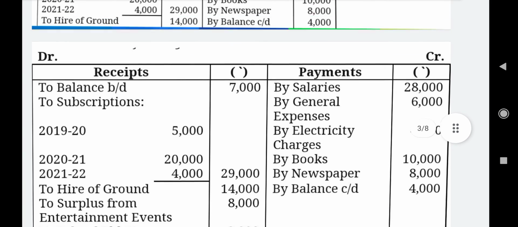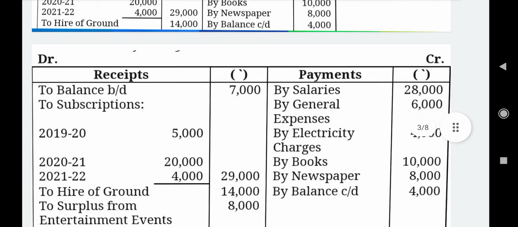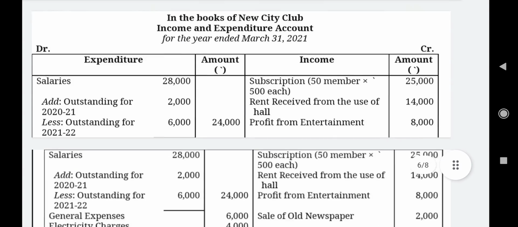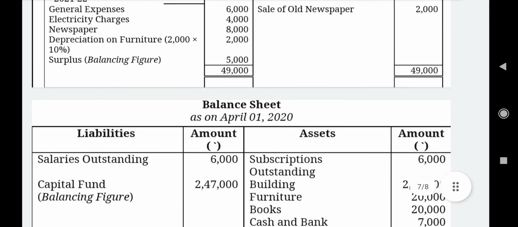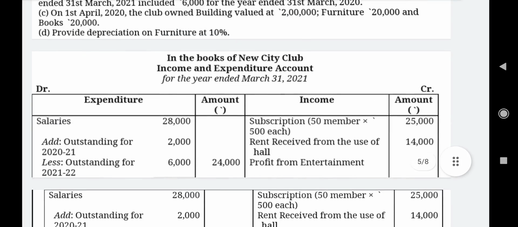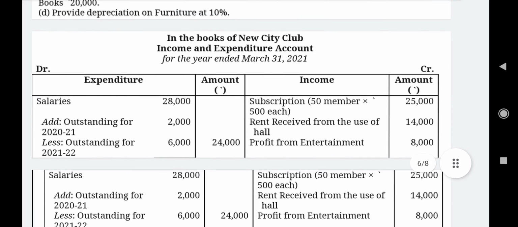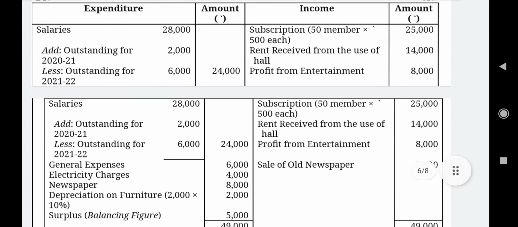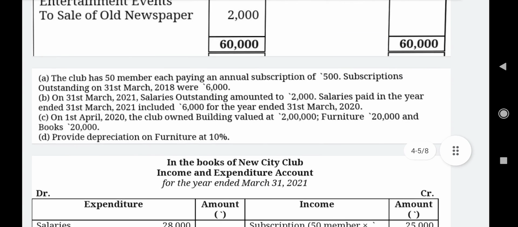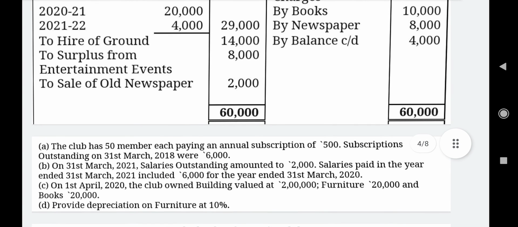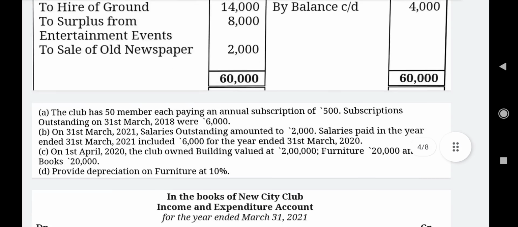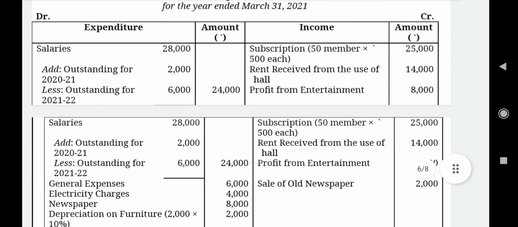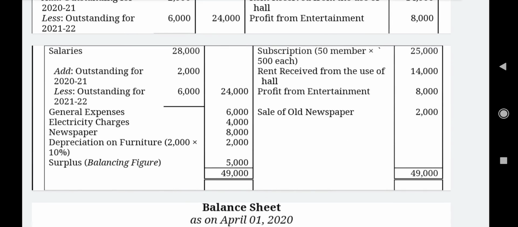Now see, the next one for you is the hire of ground, and what you get is 14,000 rupees. So rent received from the use of the hall you should write 14,000 rupees. Then profit from entertainment, that is a surplus, then 8,000 you will record. Then the sale of old newspaper, then 2,000 you will record. It is available on the screen.